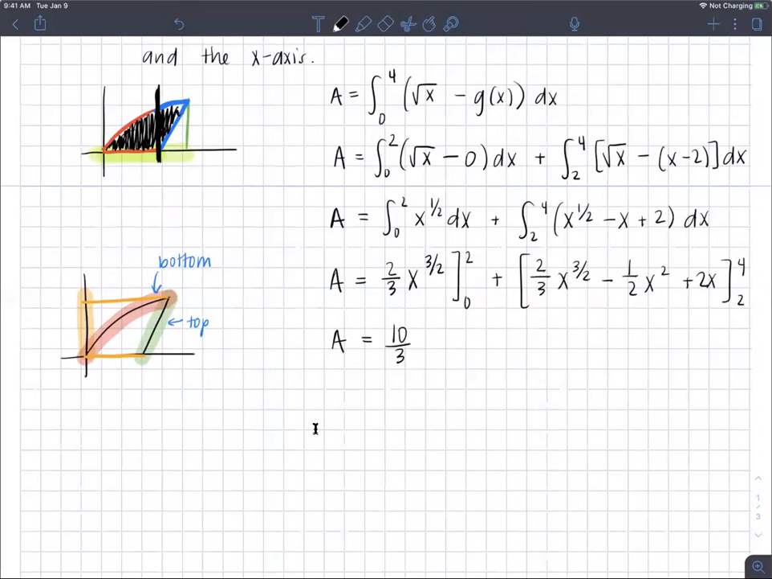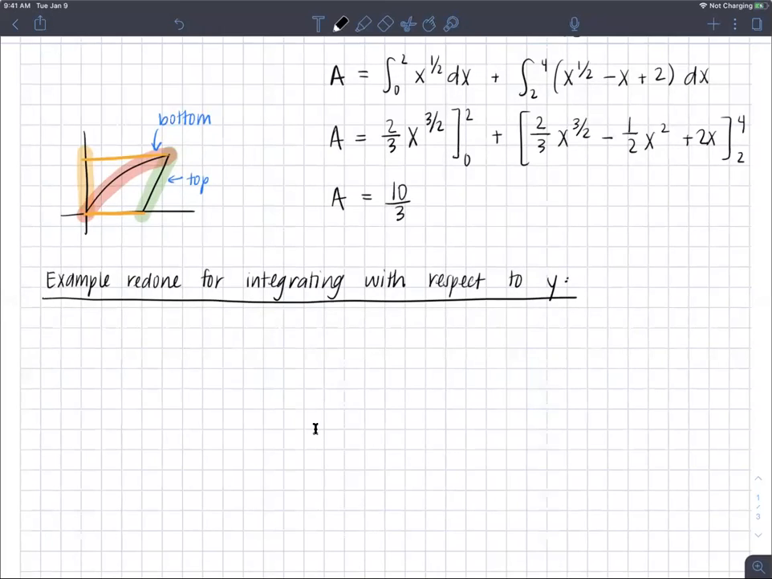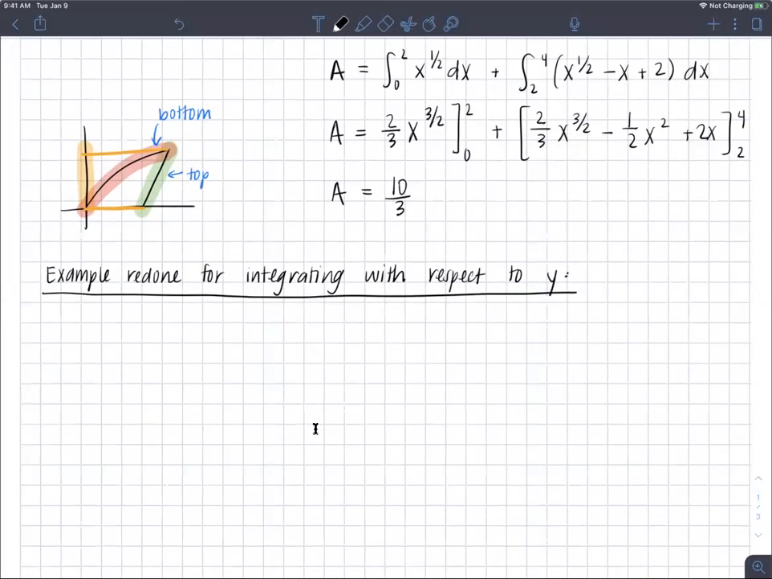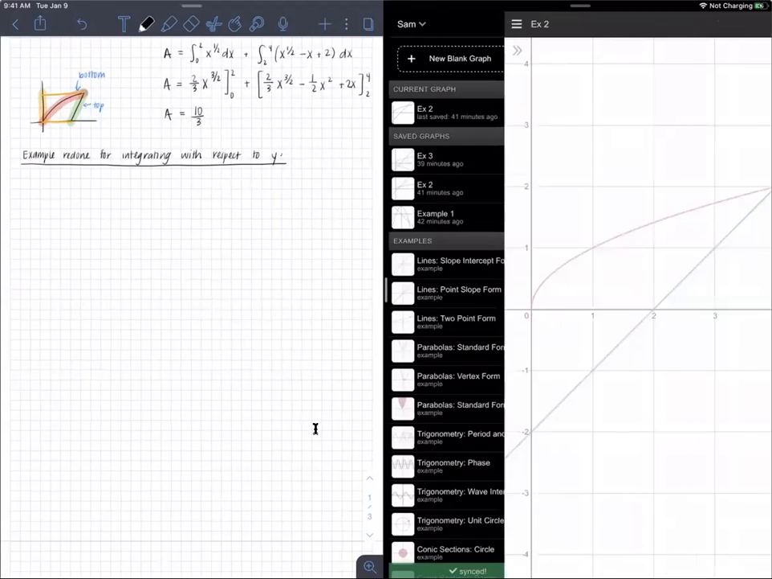So let's redo this example for integrating with respect to y. Here's the picture, the points of intersection. If I bring up Desmos again real quick, and I go to example 3.